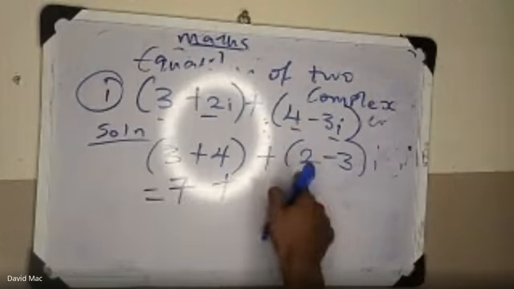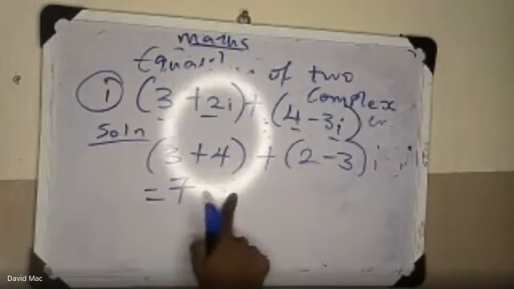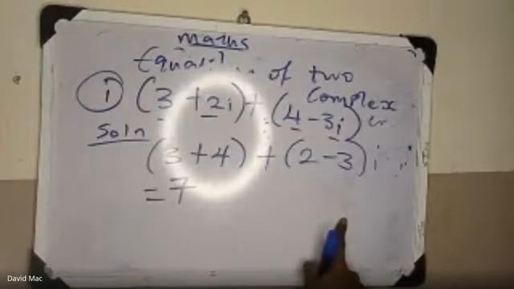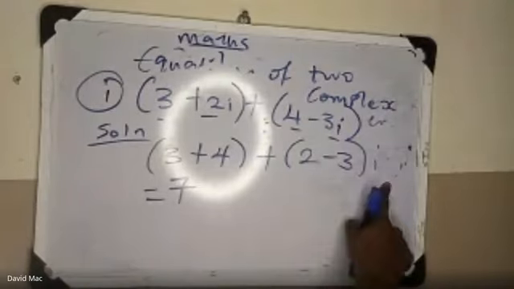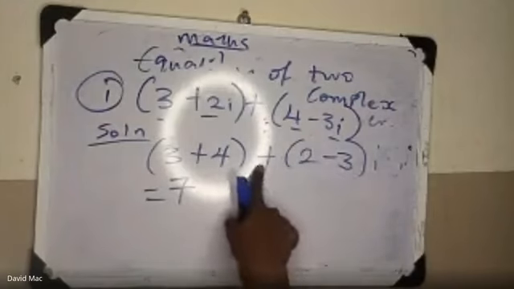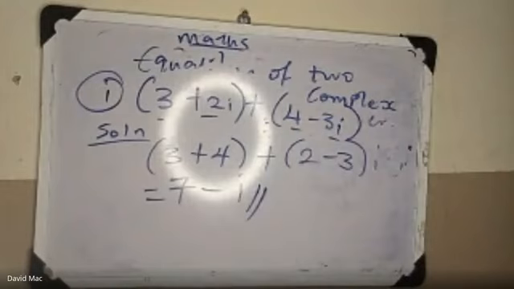Our answer will now be 7 plus, before we add now, 2 minus 3 is what? Minus 1. Is that not so? And minus 1 times i is minus i. And minus times plus is minus. So it's going to be 7 minus i. This is the answer.